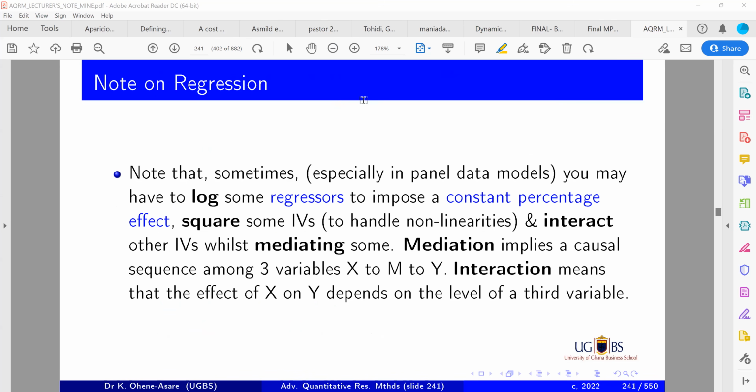practicalities. One, sometimes in a regression, especially in panel models, you have to take the log of some of the regressors. I've said that. Okay. And why do you do that? You take the log in order to impose a constant percentage effect.